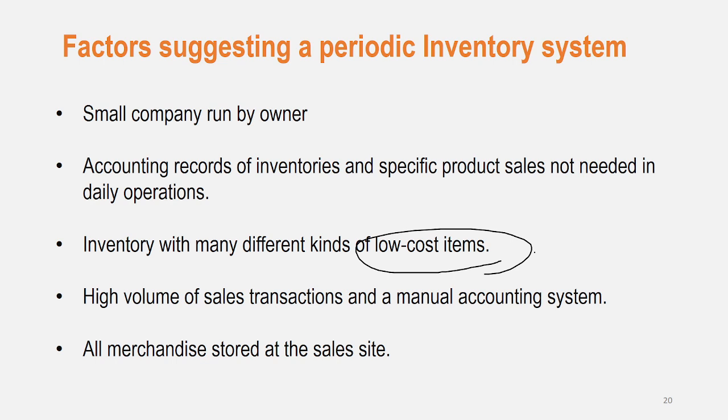The next factor that suggests a periodic inventory system is a high volume of sales transactions and manual accounting systems. In this situation, a periodic inventory system can be more manageable because it reduces the complexity of recording inventory movement and aligns with manual accounting processes.